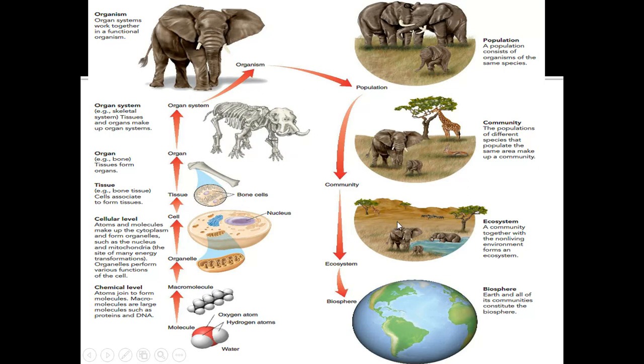Now, if we get a step bigger, we make an ecosystem. And so an ecosystem is going to be a community, but also with an abiotic factor. So what separates a community and ecosystem is that an ecosystem has an abiotic factor, such as here is water. And then from the ecosystem, we go to the biosphere. And the biosphere, we're just looking at the Earth and where life exists on the Earth.